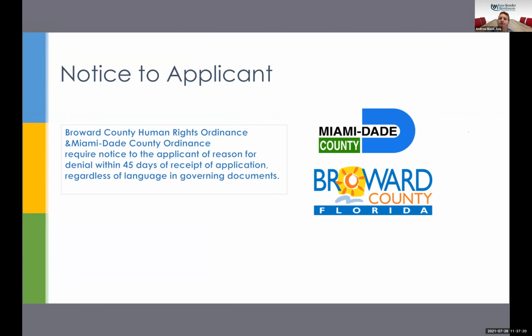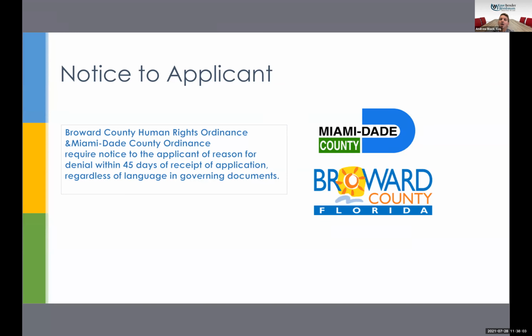Just real quick. For Broward County and Miami-Dade only, perhaps Palm Beach and other counties may adopt this, but Dade and Broward do have an ordinance on approval. And it says you must tell the applicant what your decision is within 45 days. Now, I talked about earlier, most documents will have that time frame already in there, and it's oftentimes less than 45. So you want to follow what your governing documents say. If for some reason your documents have approval authority, but they're silent on the time frame, and you're in Broward or you're in Dade, make sure you follow that 45-day period.